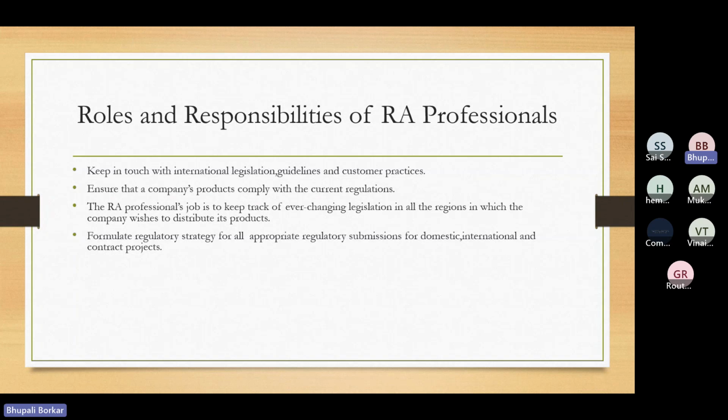Formulate regulatory strategies. See, there are different types of variations. As I told you, we have type 1A, type 1B, or type 2. Sometimes what happens in the pharmaceutical industry is, if the change is minor, it is classified as type 1B. Type 1A is a minor change, type 1B is considered somewhat minor, and type 2 is a major change. For type 1A, for some countries there are no fees, but type 2 has fees.